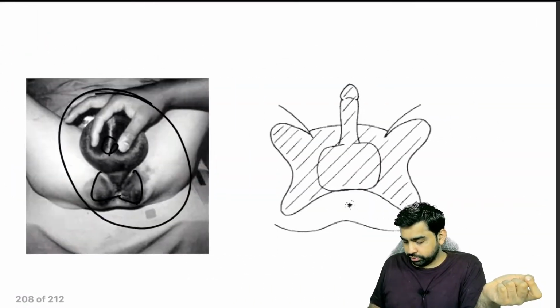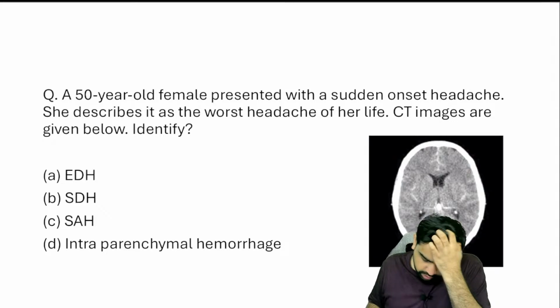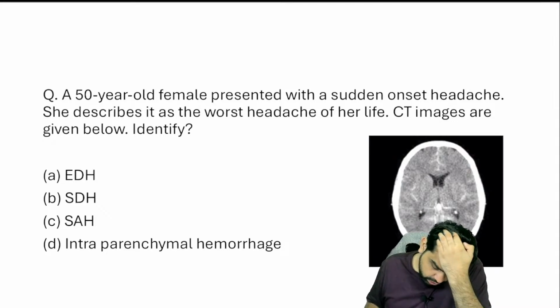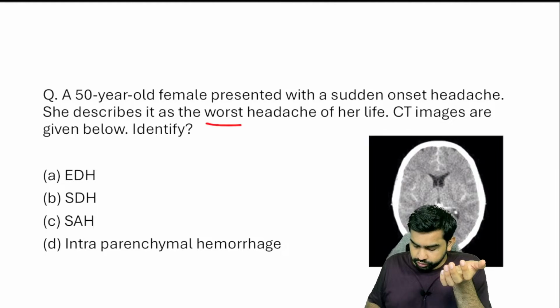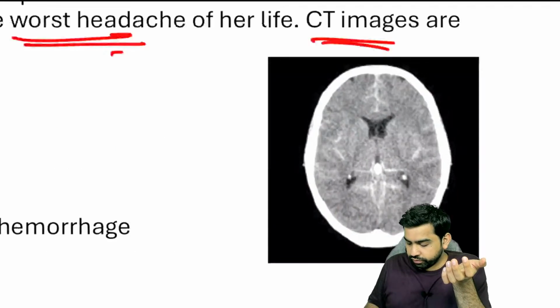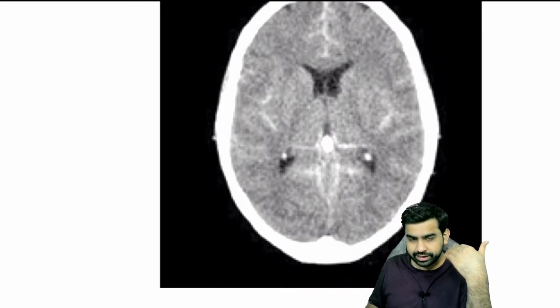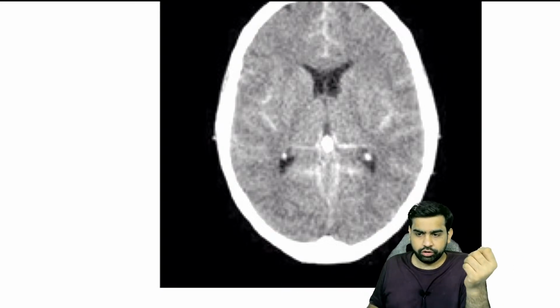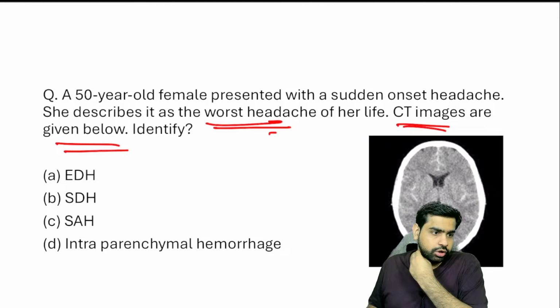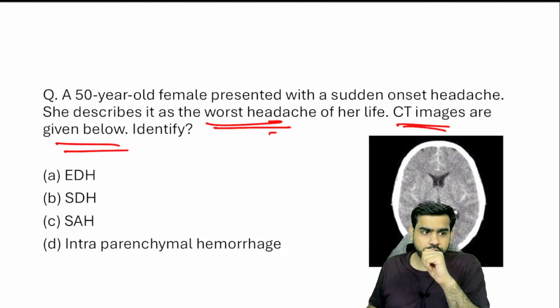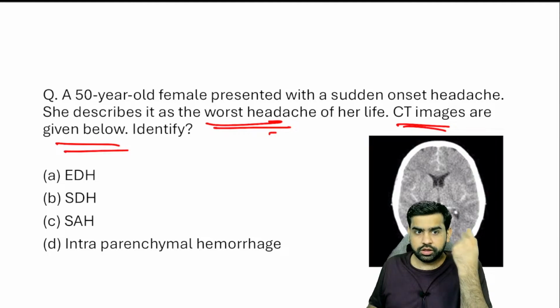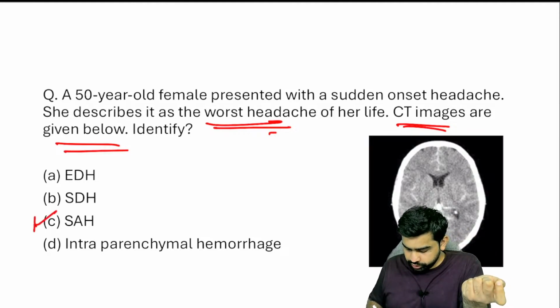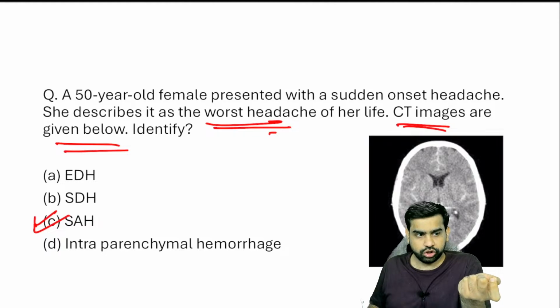Now the last question which I have over here is, there's a 50-year-old female patient presenting with a sudden onset headache. She described that this is the worst headache of her life, and the CT scan has been given below. What is the diagnosis? This is not that easy an image to diagnose, but let's understand what you think. What is the answer over here? The answer over here is subarachnoid hemorrhage. Understood? Got it?